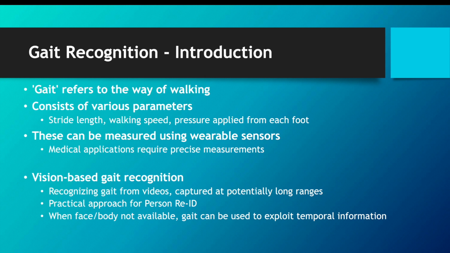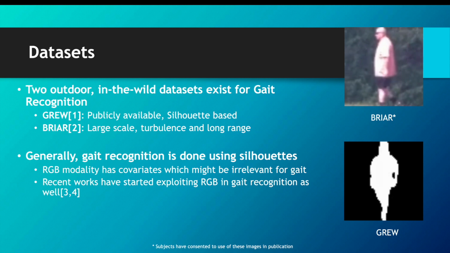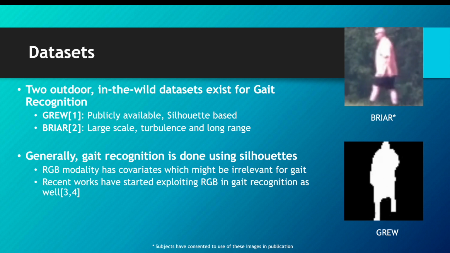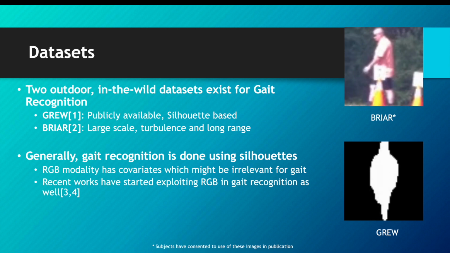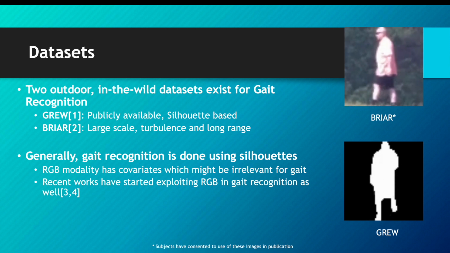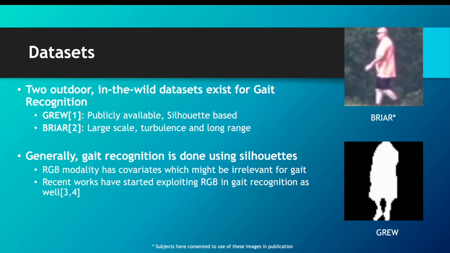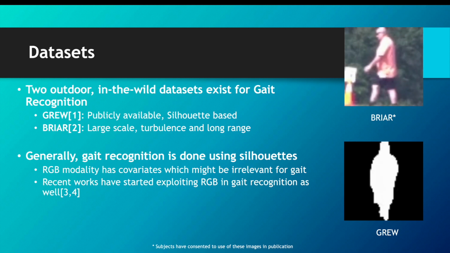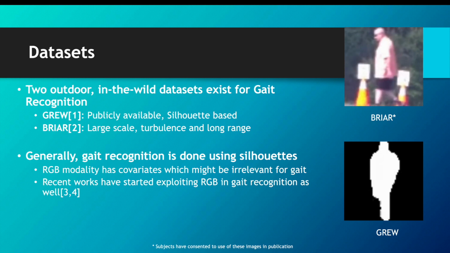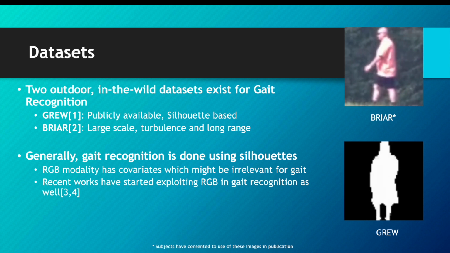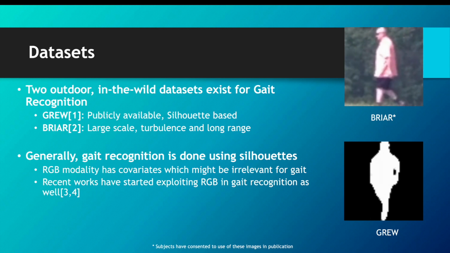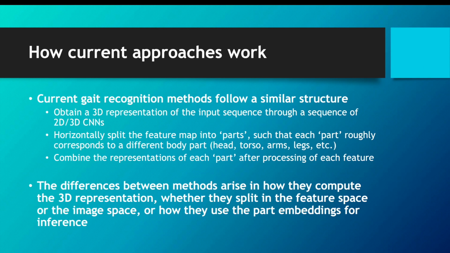And when face and body are not available, gait can be used to exploit temporal information to identify the subject better. So these are the kind of data sets we have. We work on outdoor in the wild scenarios, and for that two data sets exist. One of them is GREW, which is a publicly available silhouette based data set, and another is BRIAR, which is a much larger data set focused on biometrics from long ranges and turbulent data. Generally, gait recognition is done using silhouettes, but recent works have started exploiting RGB as well.